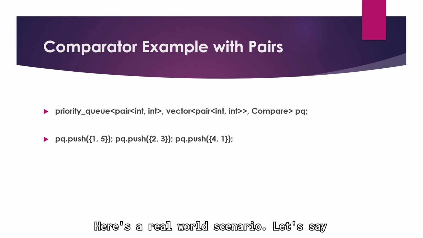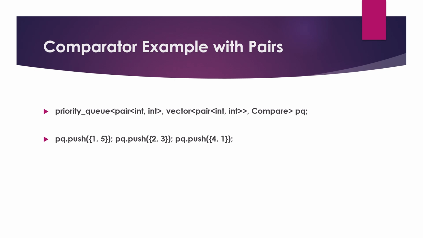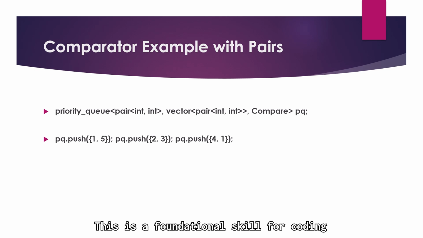Here's a real world scenario. Let's say we are working with a list of tasks, each represented as a pair of integers, task ID and priority. We want our priority queue to order tasks based on their second value, the priority. Using a custom comparator, we define the ordering logic and STL takes care of the rest. Now when you insert tasks into the queue, they will automatically be sorted based on how urgent they are. This is a foundational skill for coding interviews and advanced problem solving.